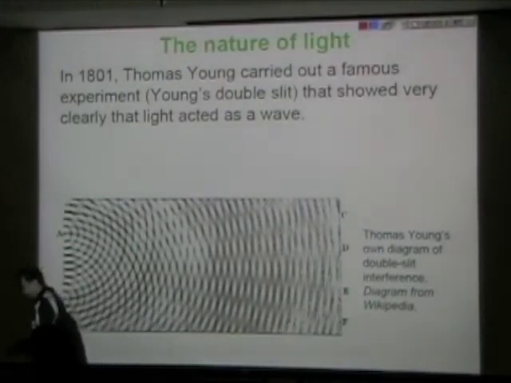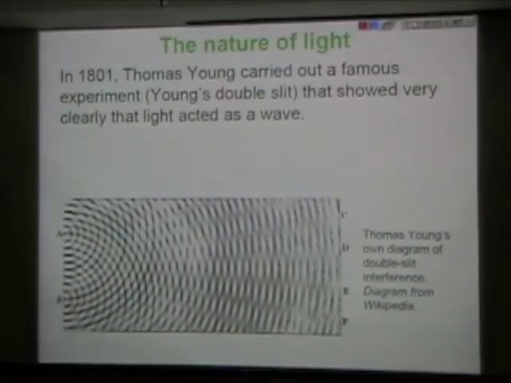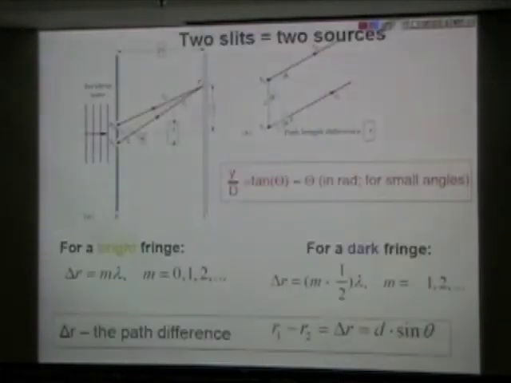So when Thomas Young, he was actually a physician, and well, physics people didn't like him very much, because at that time Newton's theory of light was kind of dominating. But this experiment actually eventually proved that light is a wave.